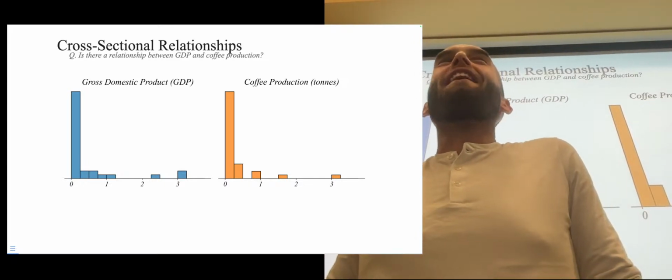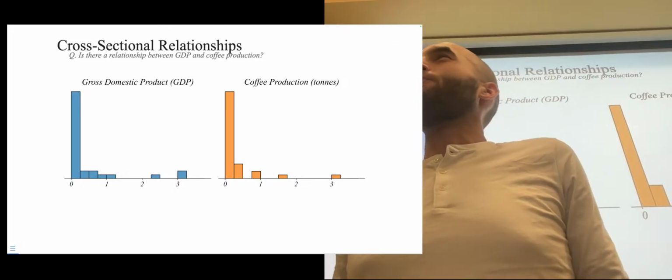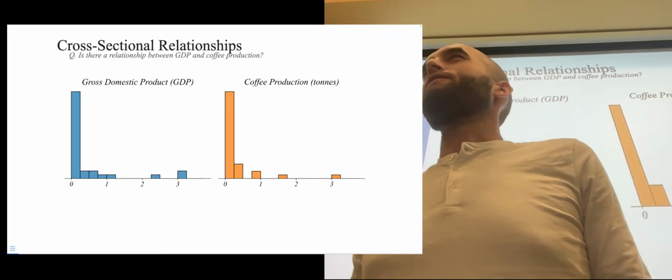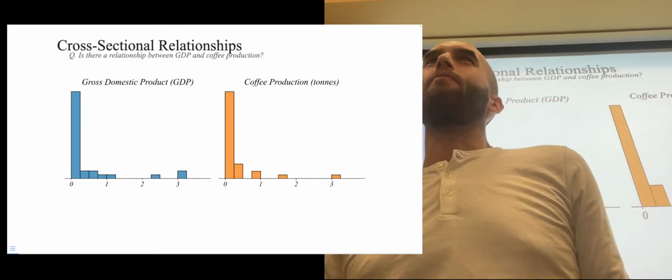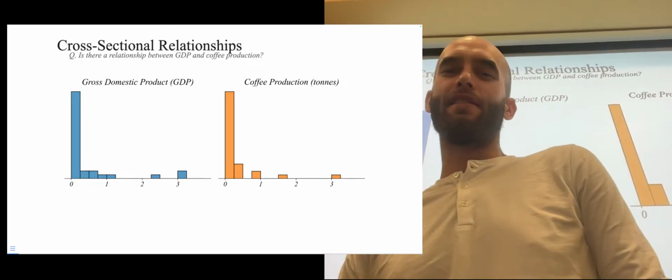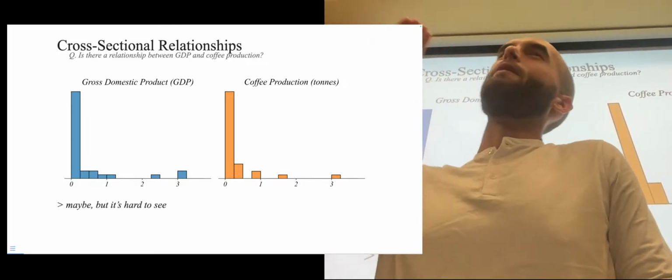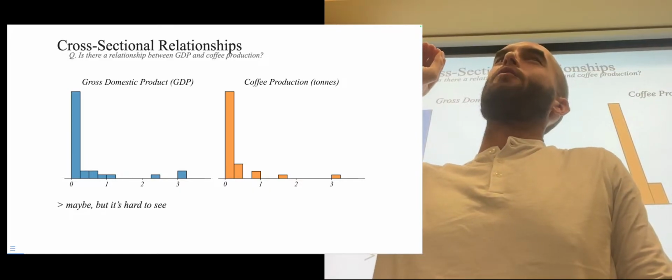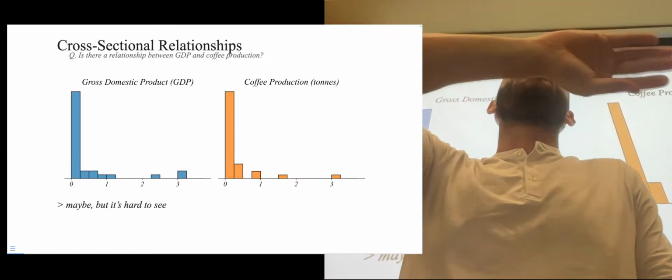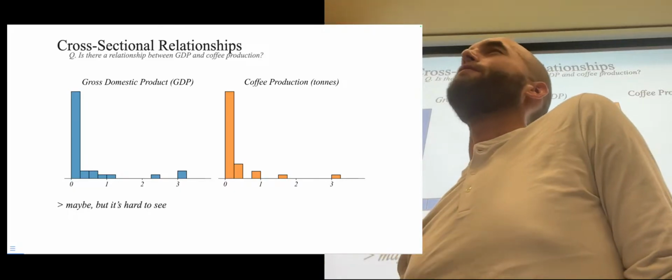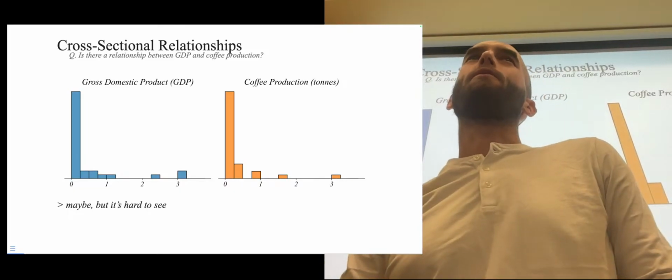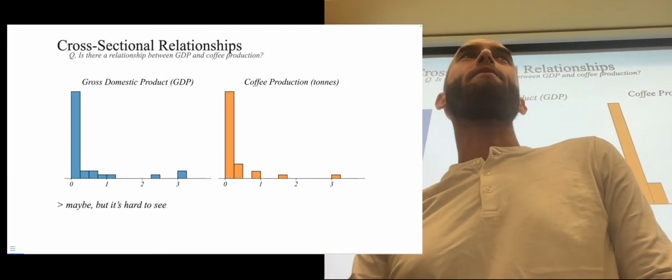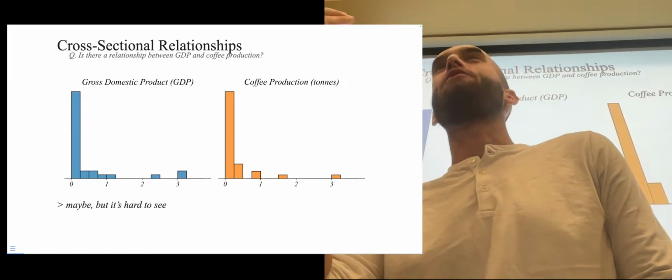And you might wonder, do countries with higher GDP produce more coffee? Which is a question you may be interested in. And I think that your homework has a similar kind of question. From a relationship perspective, 2 histograms doesn't give us a very good picture of whether these 2 variables are related. It summarizes both of them separately, but it doesn't give us a relationship picture.